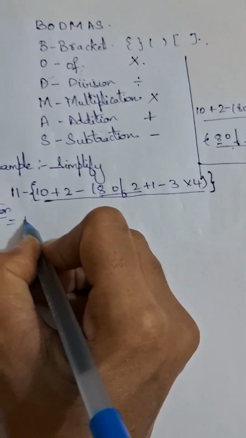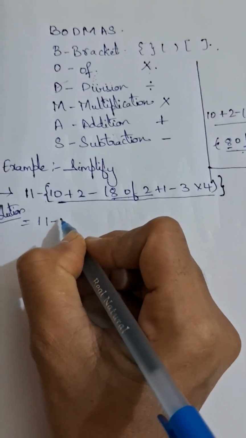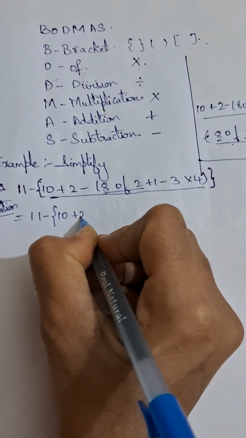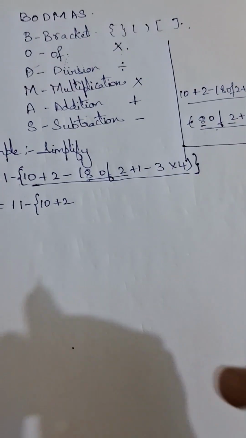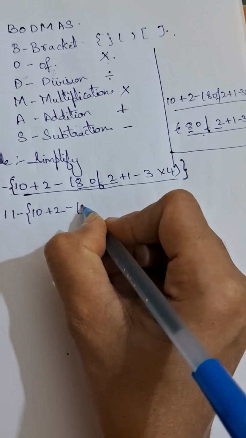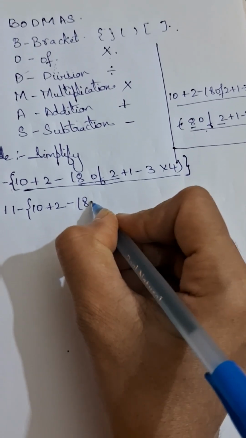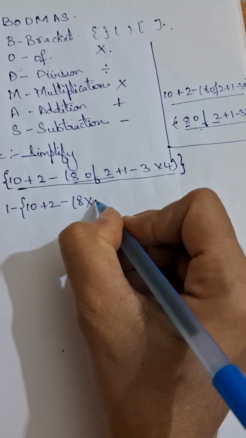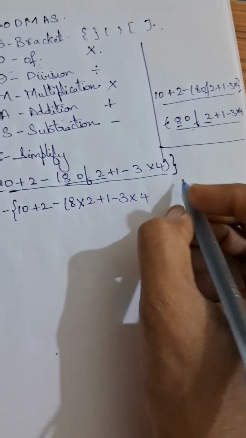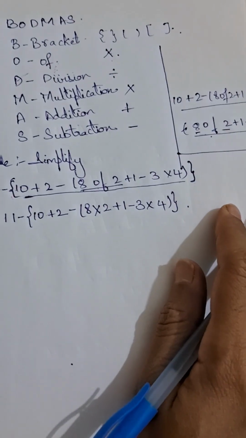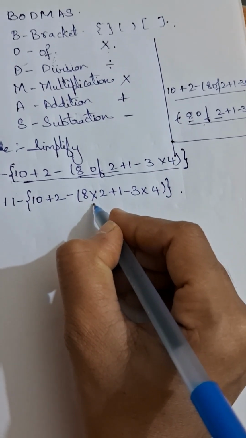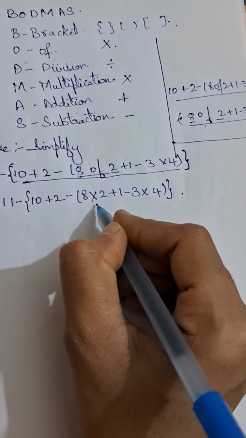So let us write 11 minus, flower bracket you have to write as it is, plus 2 plus minus, parenthesis 8, in the place of off you have to write the multiplication symbol, 2 plus 1 minus 3 into 4, and the brackets will remain as they are. So this is the term. First what we have done, we have removed the off and placed the multiplication symbol in its place.